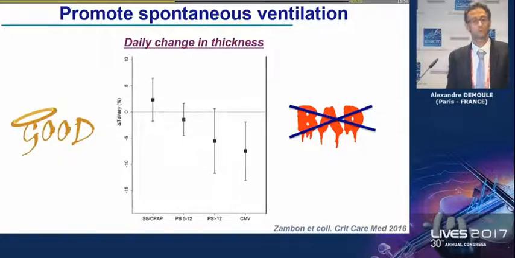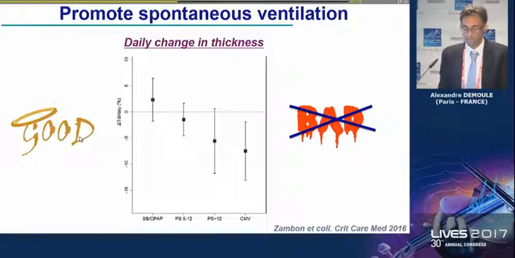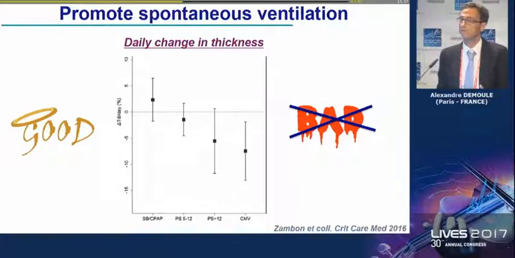So here is the good. If we promote spontaneous ventilation in our patients, then we will prevent the thinning of the diaphragm and then the diaphragm dysfunction. And we don't want the diaphragm to be severely weak because it's going to compromise weaning from mechanical ventilation.